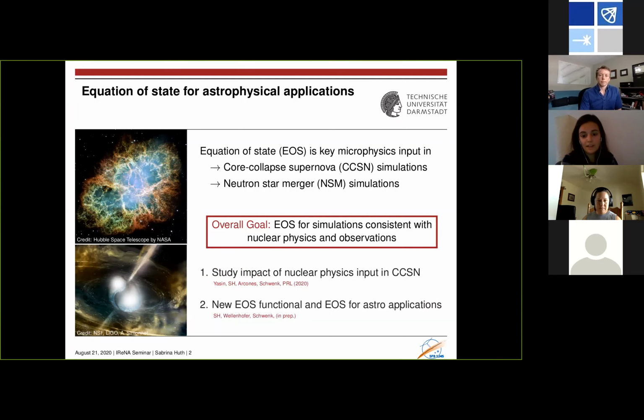For this, in the first part of my talk, I will show you a study of the impact of nuclear physics input in core-collapse supernova simulations. And then in the second part, I will go deeper into a new equation of state functional. We improved the equation of state in order to be consistent with the constraints we have from nuclear physics as well as observations, and then also to generate EOS for astrophysical applications.